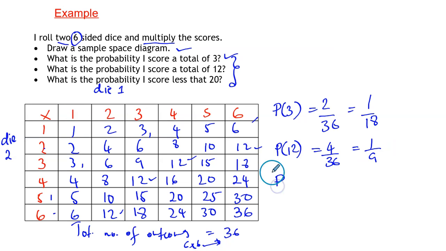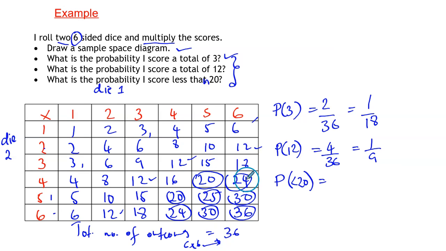Right, so the probability that I score less than 20. So the probability of less than 20. Okay, so numbers that are less than 20. Well, if you look at the table, there are more numbers that are less than 20 than above. So why don't we count the numbers that are 20 and more, and then we can subtract. So you see which numbers are 20 and more. Anything here? So how many numbers is that?